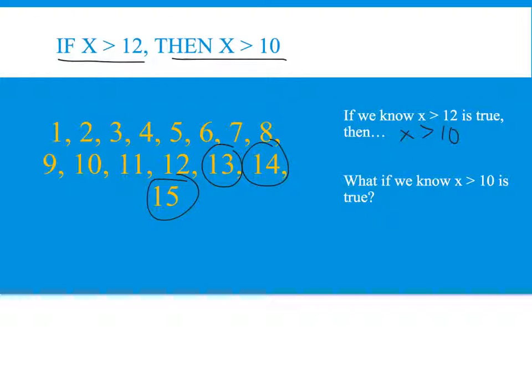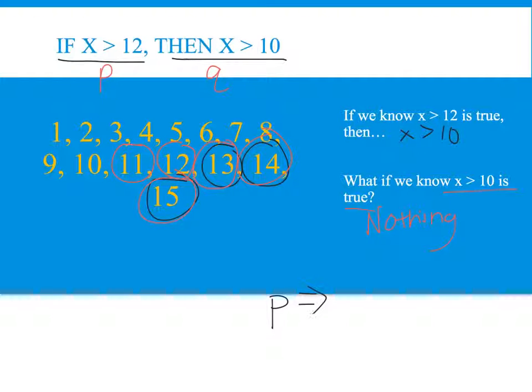But what if we know that Q is true? That we know that x is greater than 10. So here are numbers that are greater than 10. Just because these numbers are greater than 10, just because Q is true, does not mean that P is true. So what do we know if x is greater than 10 is true? We know nothing. We can't conclude anything.